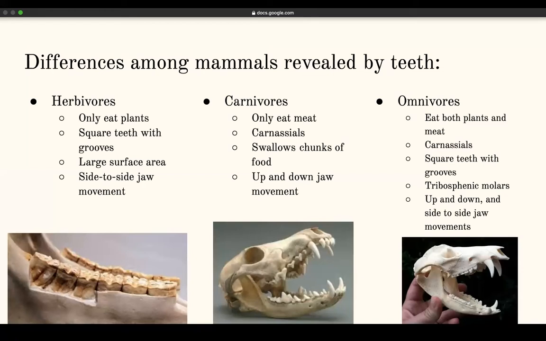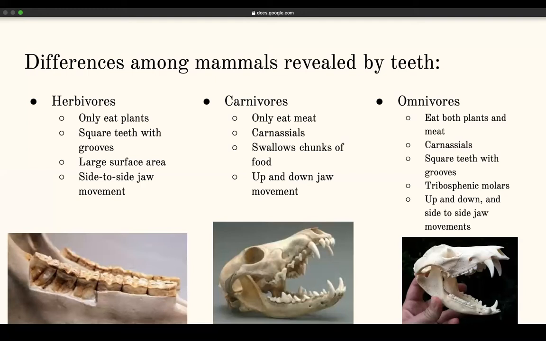And then omnivores, which are a combination of herbivores and carnivores in diet, eat both plants and meat. So they obviously have similarities in dentition to carnivores and herbivores. They have carnassials like carnivores do, which will help them grab into the meat and chew into that. But they also have square teeth with grooves as their molars. And they also have some teeth that neither carnivores nor herbivores have called tribosphenic molars.